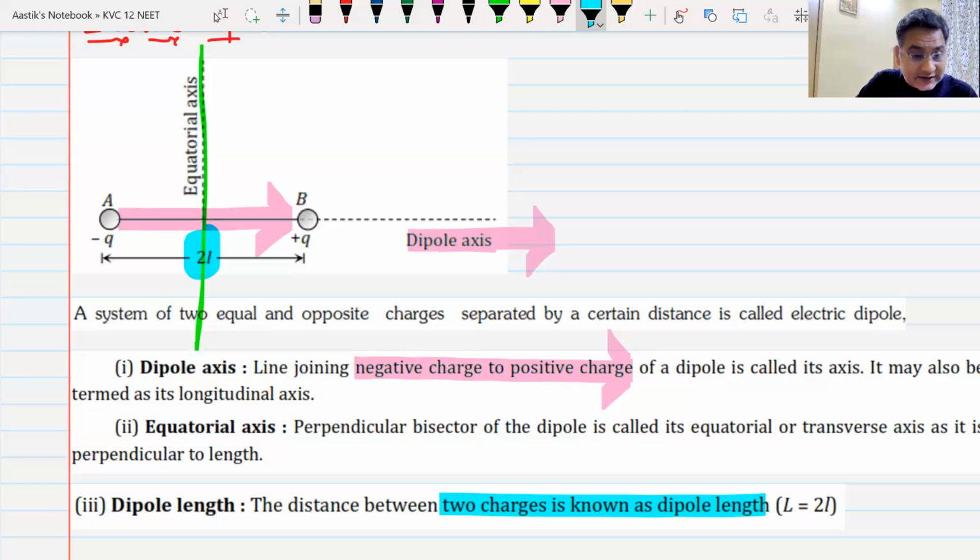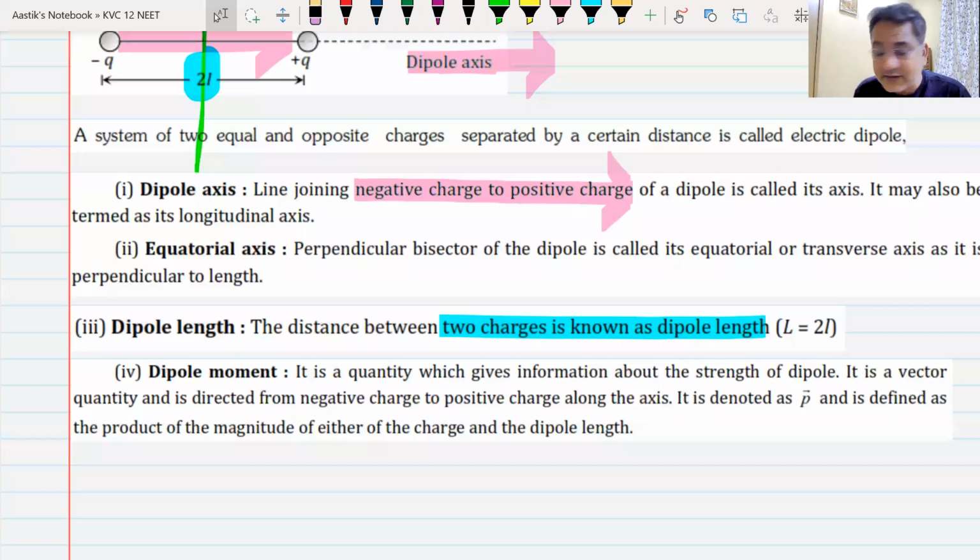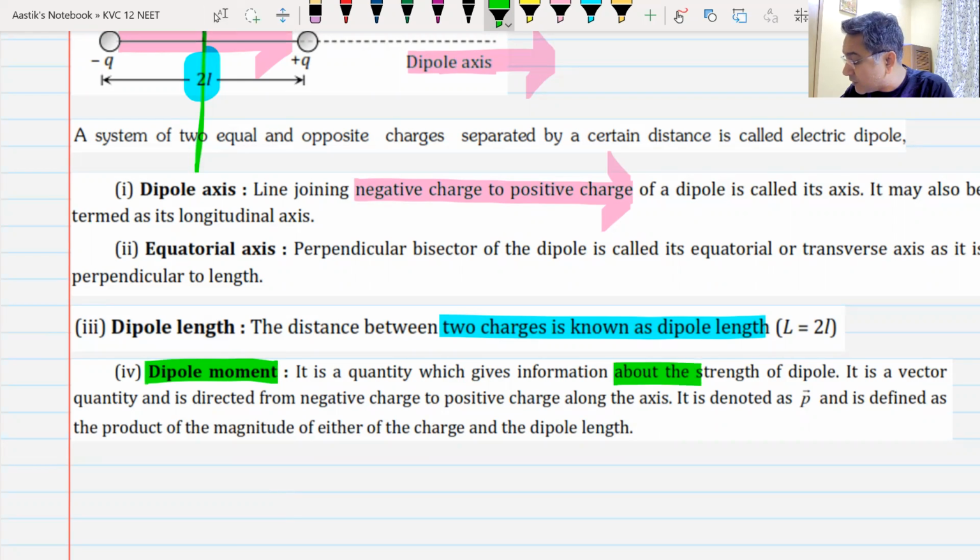Every dipole is characterized by a vector which is known as the dipole moment. And that is the most important thing that you must remember about dipole. Whenever we talk about dipole, we don't talk about the charge of the dipole. We don't talk about the dipole length of the dipole. We talk about the dipole moment of the dipole. What is dipole moment of a dipole? It is a quantity which gives information about the strength of the dipole. How strong that dipole is is given by this dipole moment.